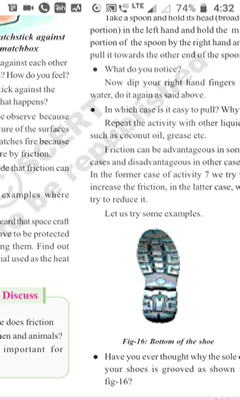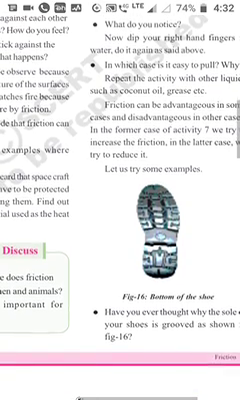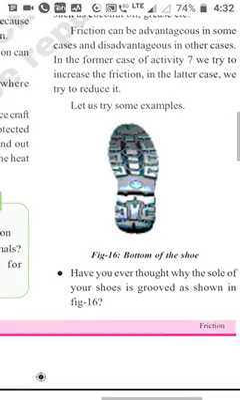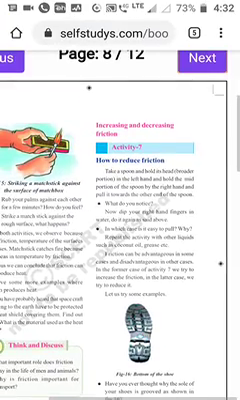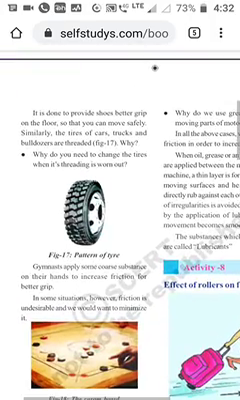We get the slip when we are walking on the surface of the ground. So the bottom of the shoe will be very rough. Here you have to observe the bottom of the shoe in figure 16. Have you ever thought why the sole of your shoes is grooved as shown in the figure? All of you observed, or anyone discussed, why the bottom of the shoe will be very rough.